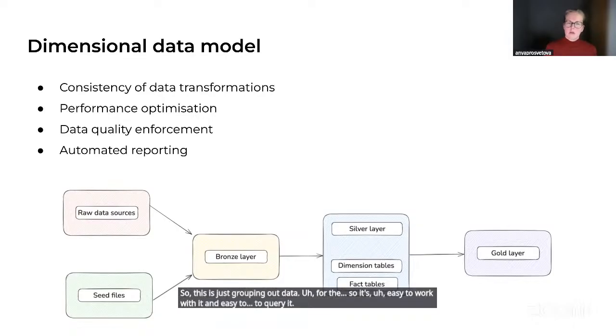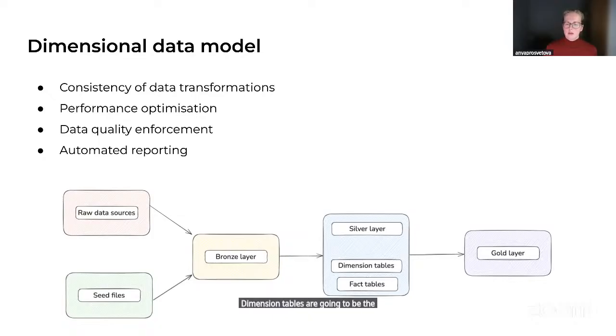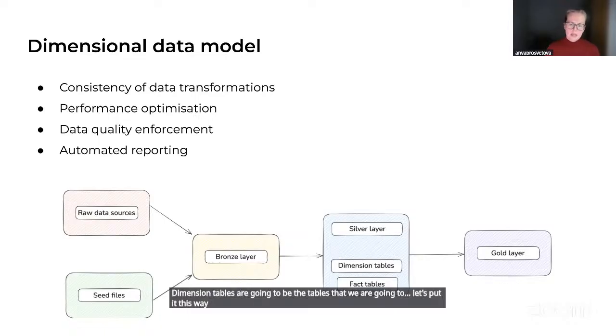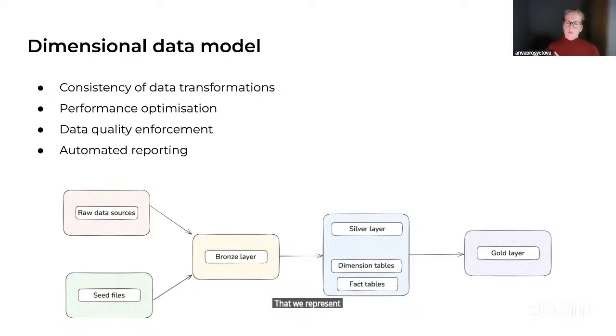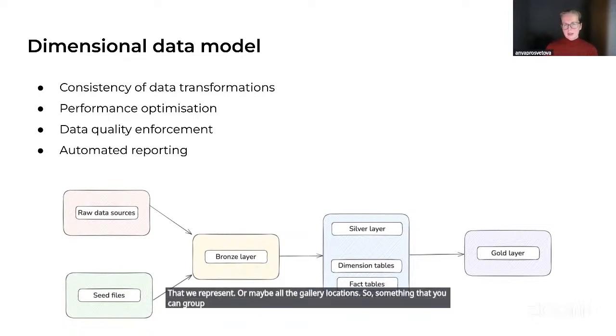Dimension tables are going to be the tables that we are going to, let's put it this way, slice our data by. Say, for example, we can have a table with all the artists that we represent, or maybe all the gallery locations. So something that you can group your data by, that's usually referred to as a dimension.